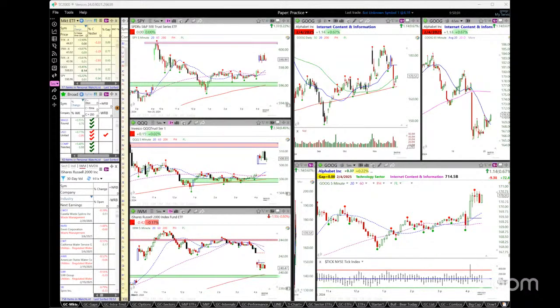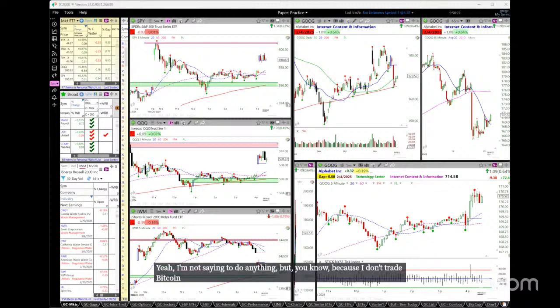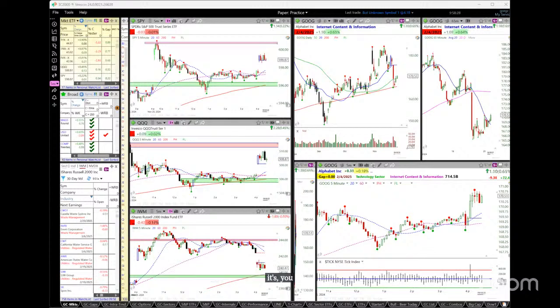I have you on my Diamonds. Bitcoin breaking out here on a 15-minute chart. Credit resistance, yeah. I'm not saying to do anything, because I don't trade Bitcoin, but if there was a barometer for the related stocks. PGR.